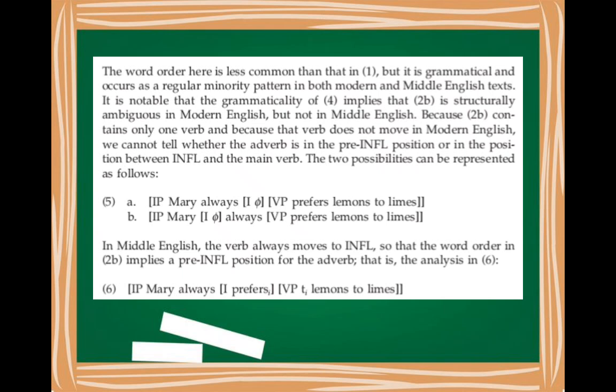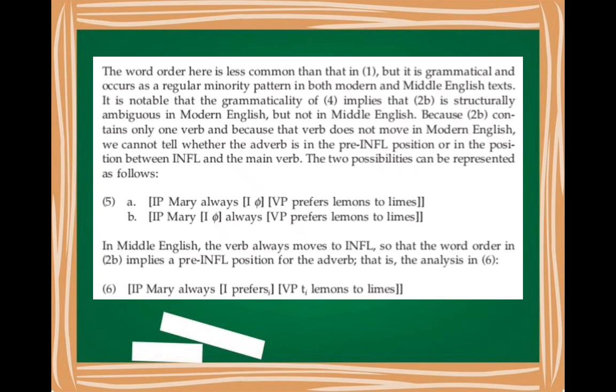It is notable that the grammaticality of number 4 implies that number 3 is structurally ambiguous in modern English, but not in Middle English. Because it contains only one verb, and because that verb does not move in modern English, we cannot tell whether the adverb is in the pre-Infl position or in the position between Infl and the main verb. The two possibilities can be presented as follows.